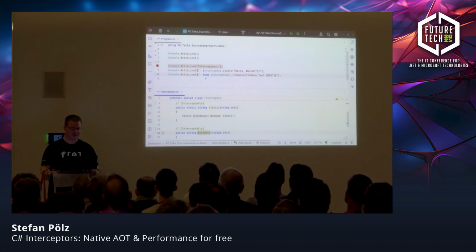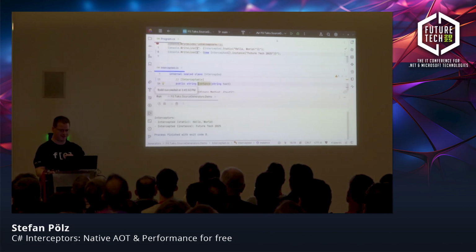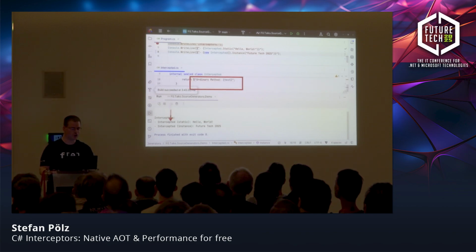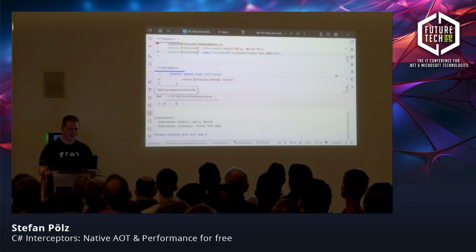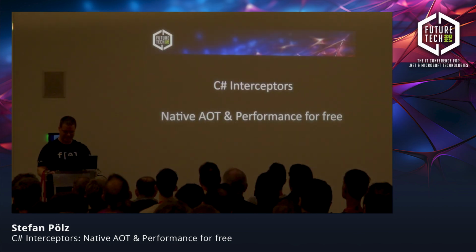And in the second line, I create an instance and call an instance method, which now should go down there to ordinary method and then print FutureTech 2025. Now, if I run this, do I get these ordinary methods from here? I do not, because these methods actually are not called, they are intercepted. And in this session, we'll figure out what that means and what we can do with source level interception.